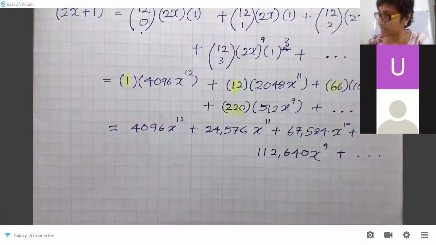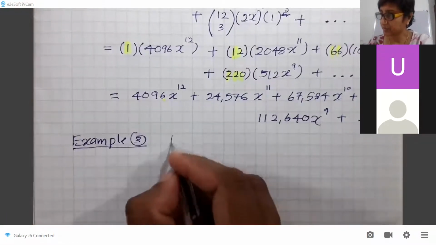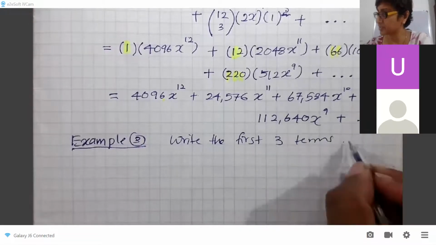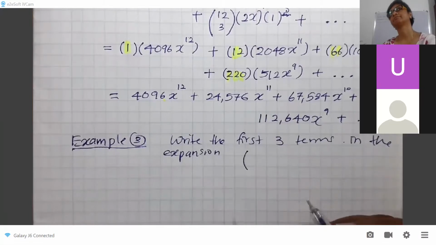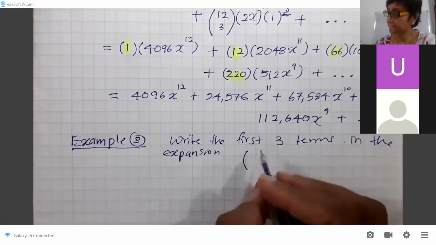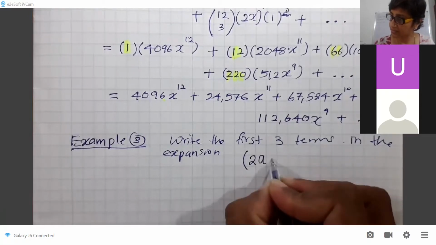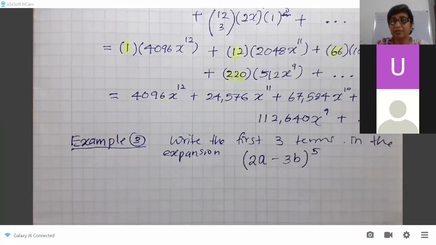So example three. Again, write the first three terms in the expansion. Let me take an example from the book. Okay. 2a minus 3b to the power of 5. I want you to write only the first three terms. 2a minus 3b.